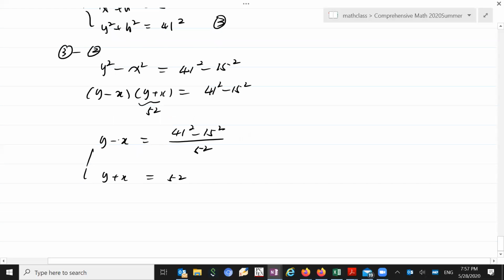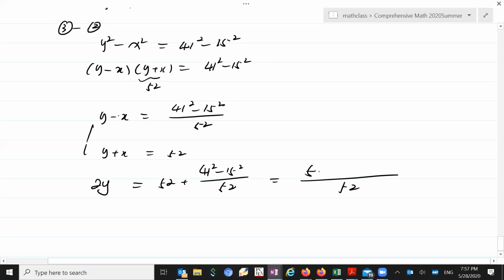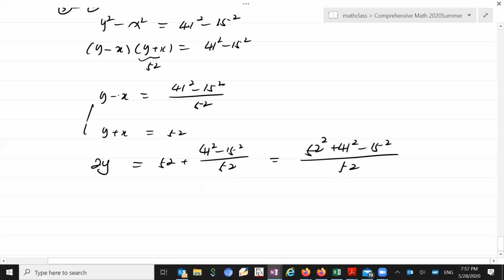You just need to find the x, right? Find the y, it doesn't matter. Okay, let's find the y. Add the three equations together. So 2y equals 52 squared plus 41 squared minus 15 squared. Actually, if you simplify the computation, this is nothing but 28, so 28 plus this total is going to be 80. So y is going to be 40.